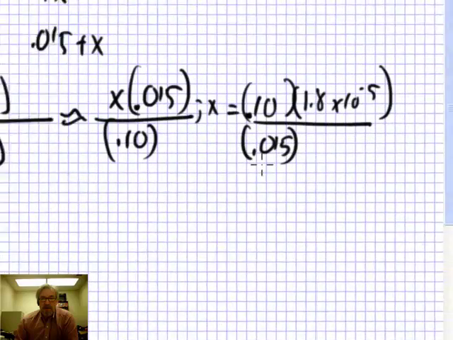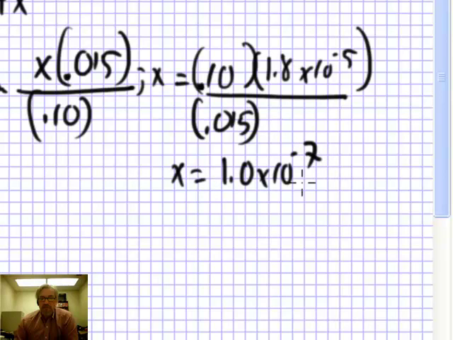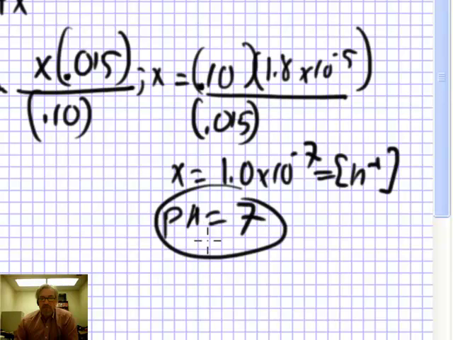And if we solve for X, it comes out to 1.0 times 10 to the minus 7, and that is equal to the H plus concentration on our equilibrium chart. So the pH is 7 for this mixture, 7.00 I should say.